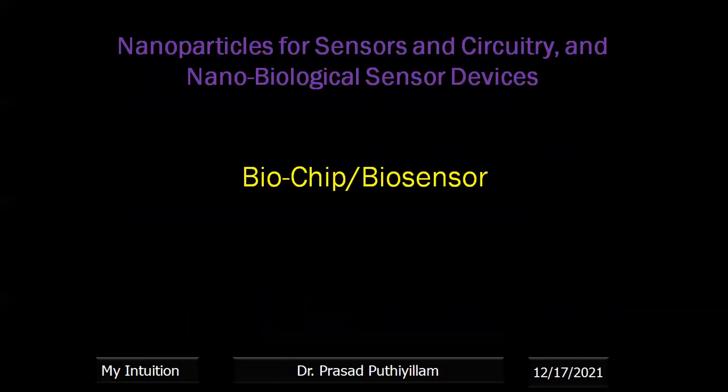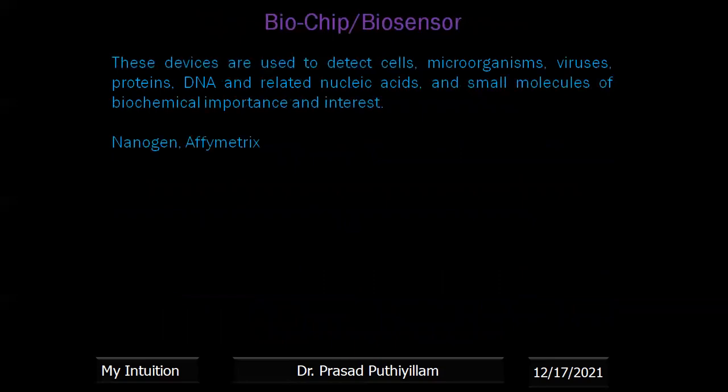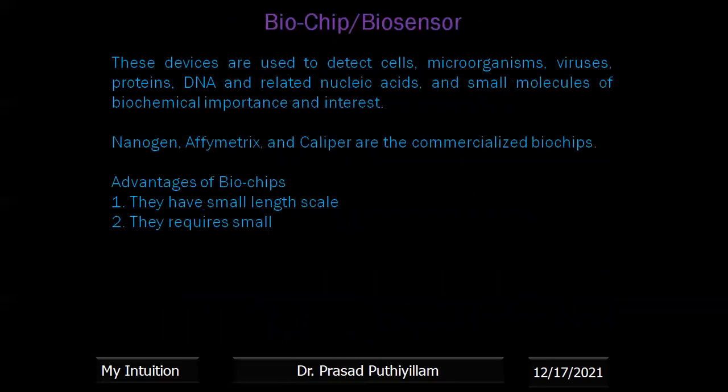Next one, biochip or the biosensor. Biochips are microelectronic or microelectronic-inspired devices which are used for delivery, processing, analysis, or even detection of biological molecules and different biological species. These devices are used to detect cells, microorganisms, viruses, proteins, DNA and related nucleic acids, so small molecules are detected by using biochips.